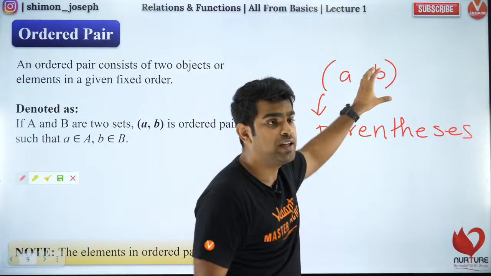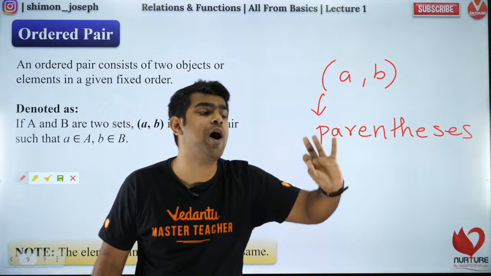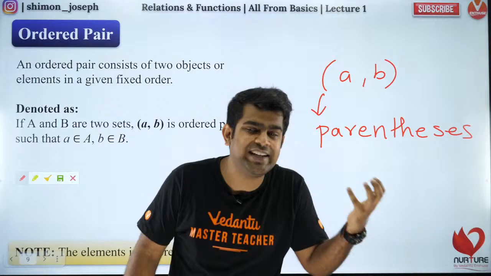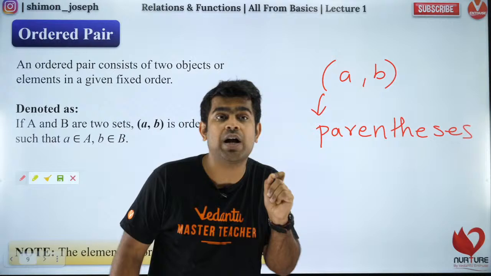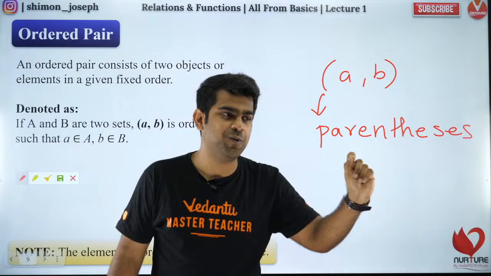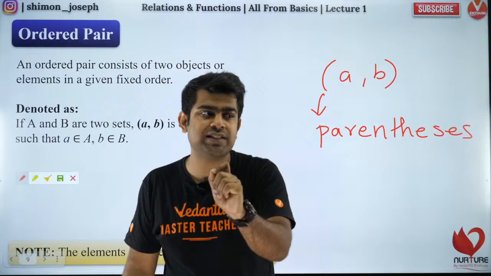Have you guys done this before? Yes, you all have done it before in your 10th standard. Did you do the chapter called coordinate geometry? In coordinate geometry, didn't you mark points 1, 2? Your teacher would have told you to mark it on the Cartesian plane. You draw the x-axis, y-axis, and then you mark 1 on the x-axis and 2 on the y-axis. Then you plot the point. So that is basically an ordered pair.